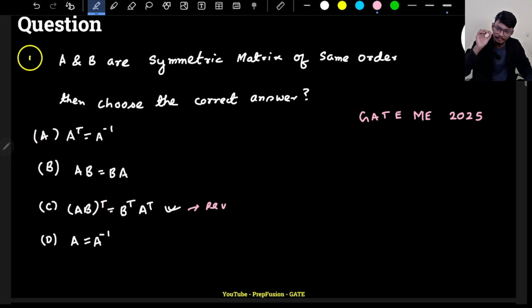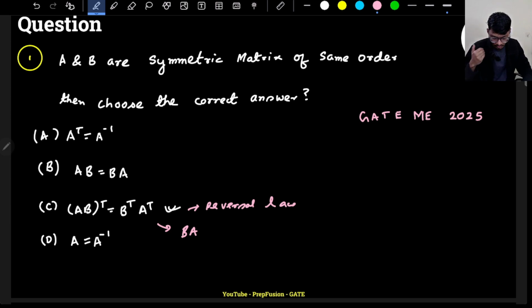If my matrix is symmetrical or not symmetrical, it doesn't matter. It is anyways correct. This is a law. But I can further write, if it is symmetrical, I can write it as BA. This is what I can write. (AB) transpose will be equal to BA, if it is symmetrical. But they have not even asked that. They simply asked the reversal law. The last option is obviously not correct. So this option is correct.